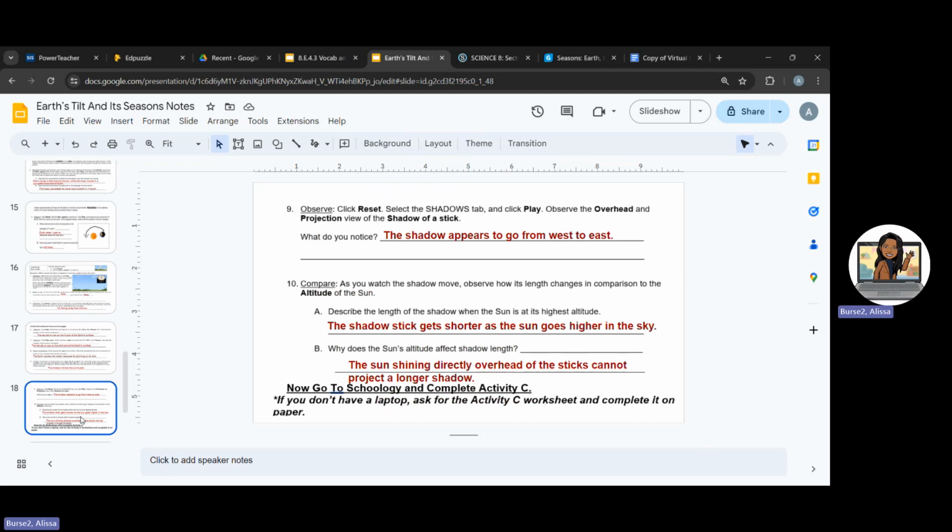So on this one, it's just a follow-up. The shadow appears to go from west to east, like I had already told you. When the sun is at its highest altitude over us, then our shadows and any other flagpole shadow, any stick, will appear to be shorter. If it's casting from the side or from an angle, the shadow is going to be longer.